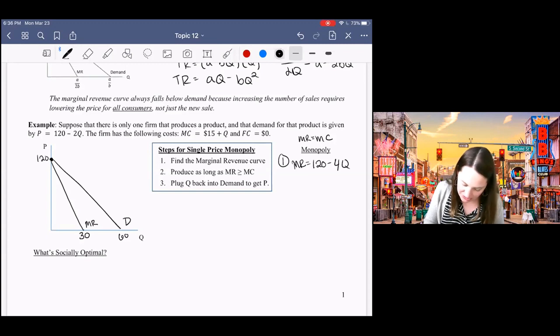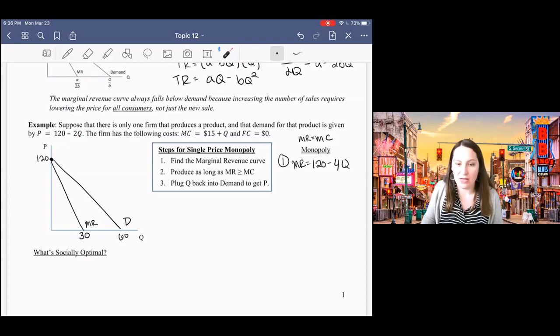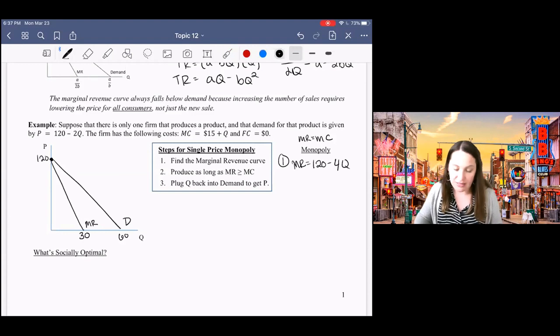So I just take 120, same intercept on the y-axis. For the x-axis, I take the demand intercept and divide it by 2. And again, I got that 60 by taking 120 in my demand equation, dividing it by 2. The same way you could get the x-intercept for marginal revenue: take your 120 in your marginal revenue equation divided by 4, and that would also give you 30. All right, so we've got demand and marginal revenue.